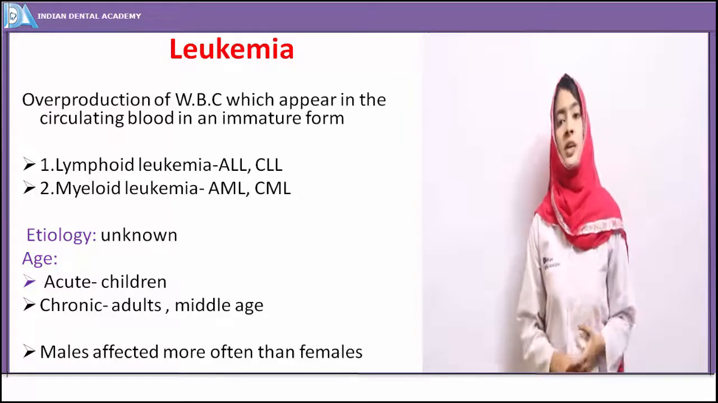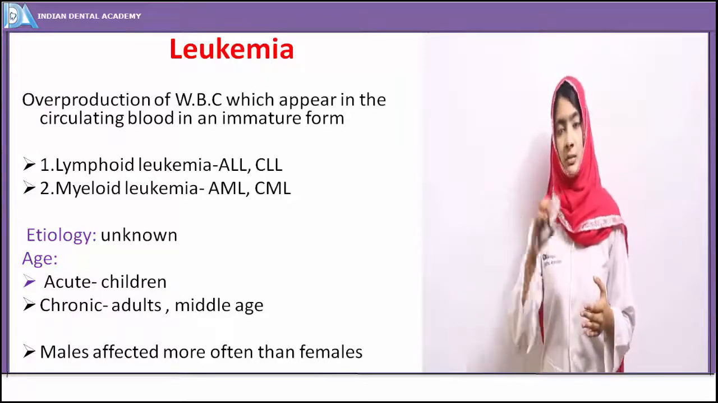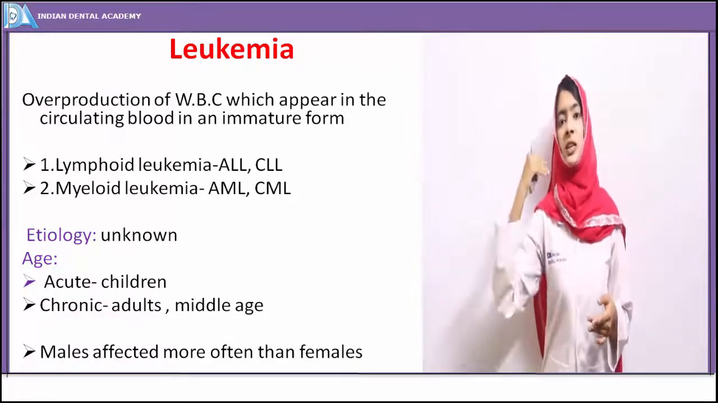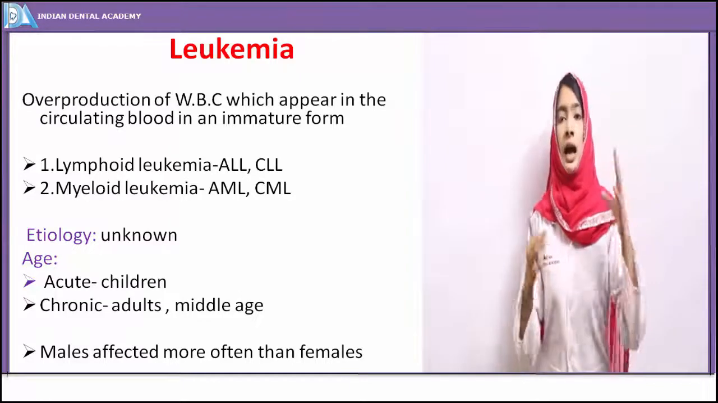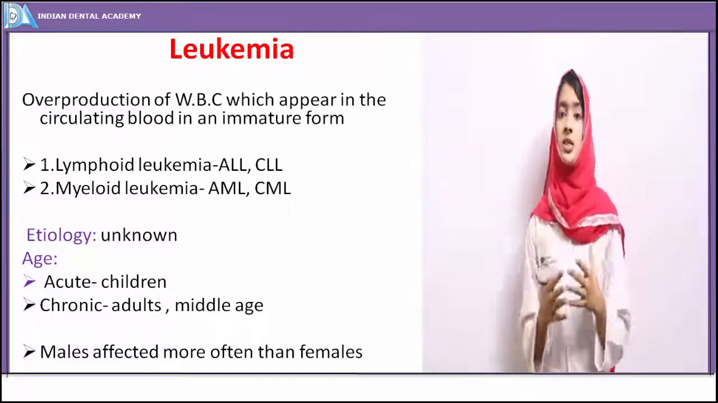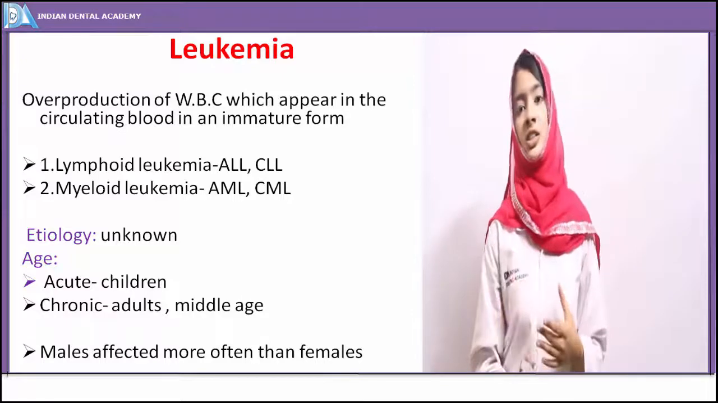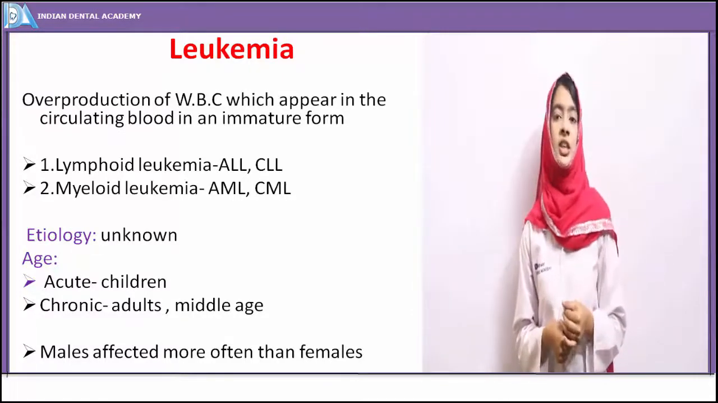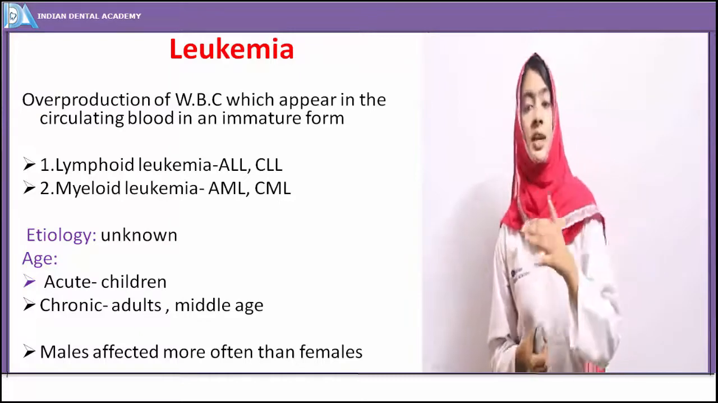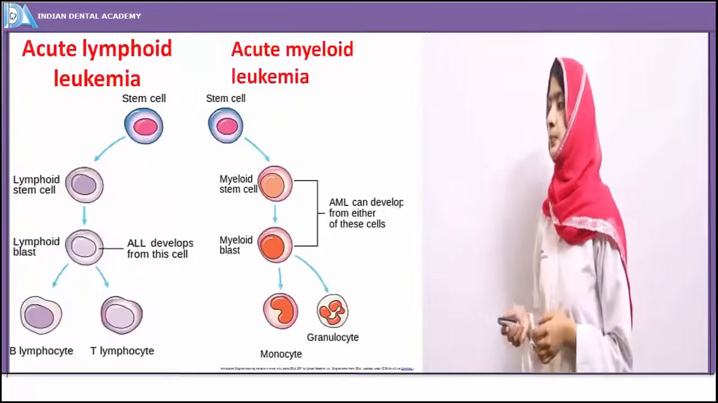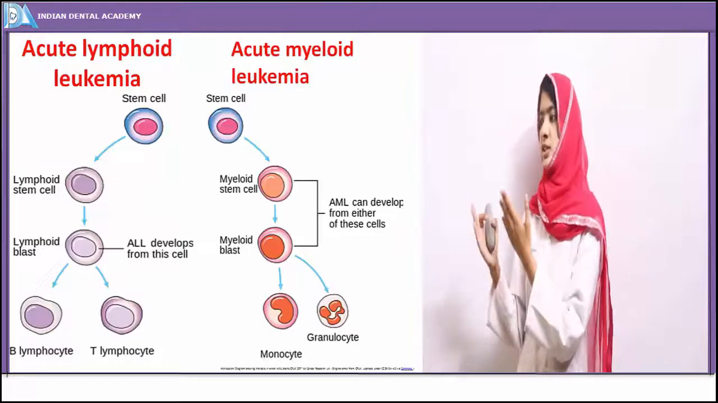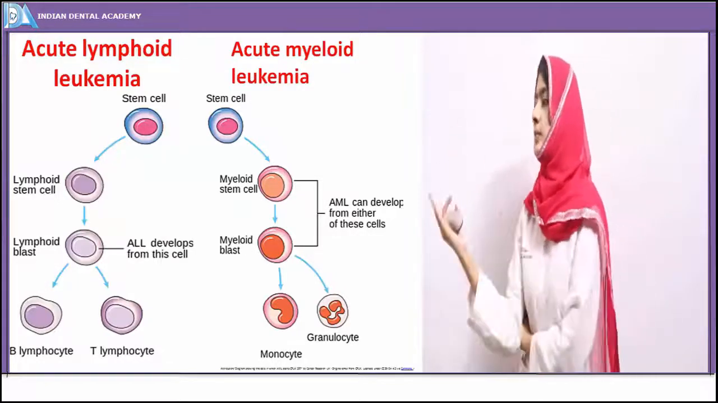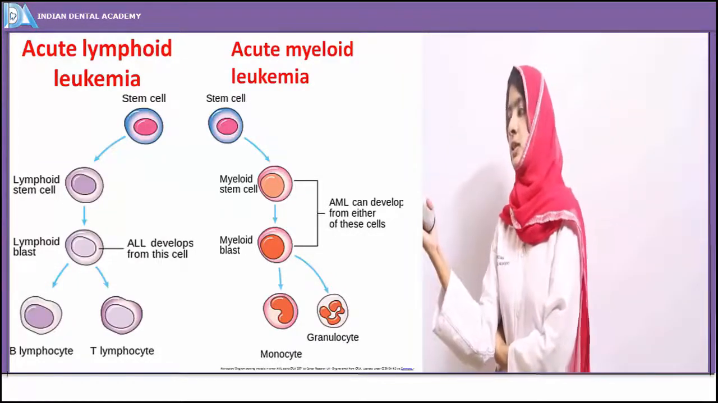Children are more commonly affected in the acute forms, whereas middle-aged or older individuals are affected in the chronic forms of the disease. And leukemia is the disease for which males show predilection. Anemias are the diseases where females show more predilection, whereas leukemias are the diseases where males are affected more commonly. So just if we see the picture there, it's of a blood cell, the hematopoietic stem cell.